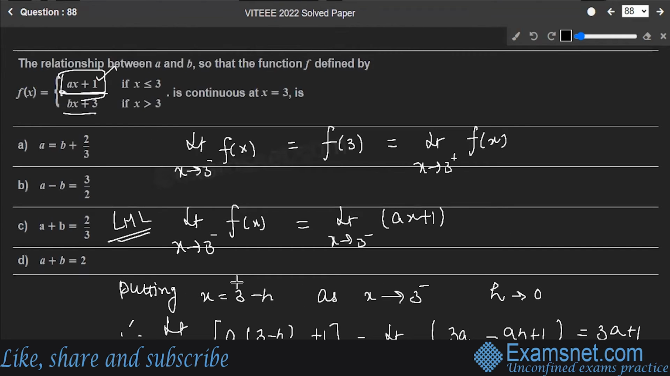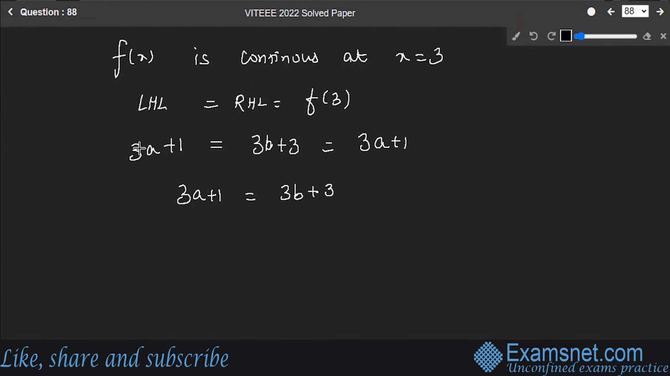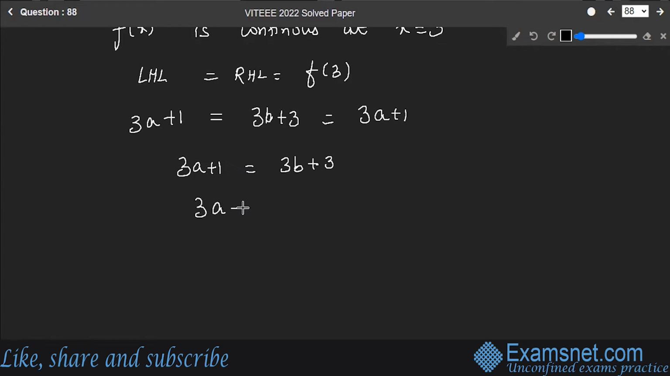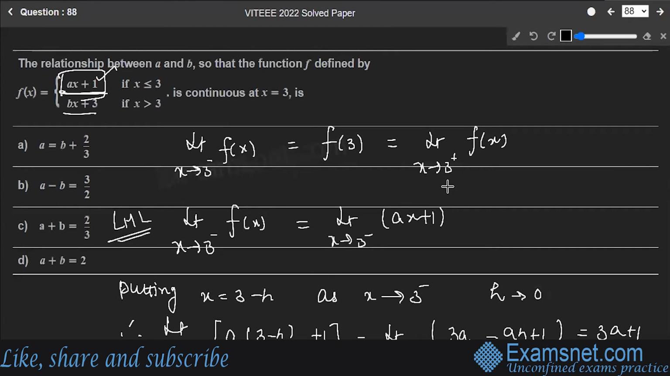I'll pick up 3a + 1 = 3b + 3. What we had to find out in the question is the a and b relation. So this can be written as 3a - 3b = 2, or taking 3 common, a - b = 2/3, or a = b + 2/3. Let's check with the options. a = b + 2/3 is option A. So this is the correct answer to the question.